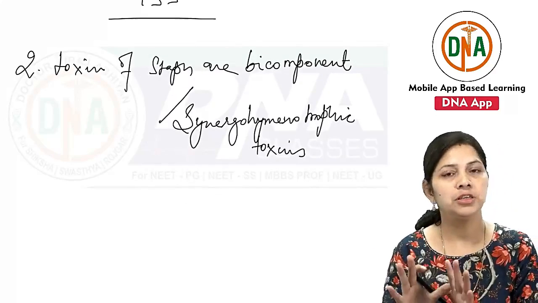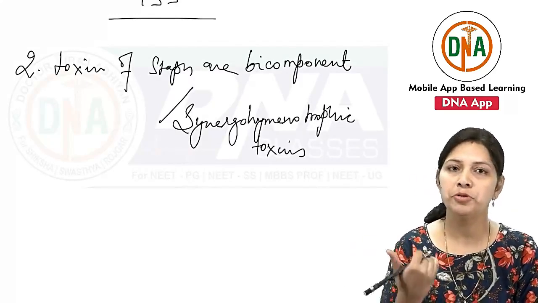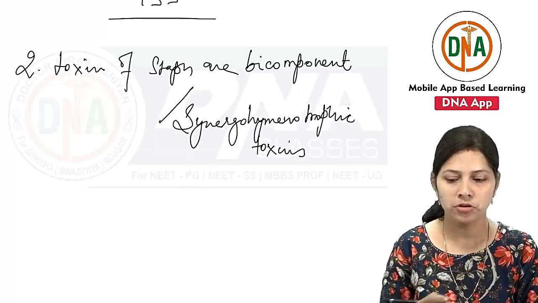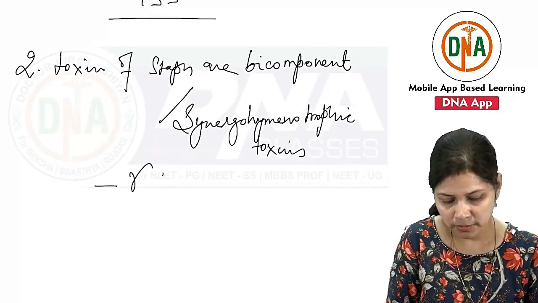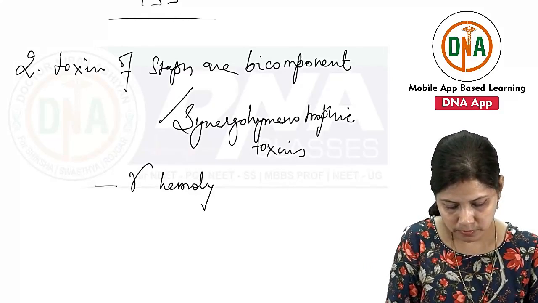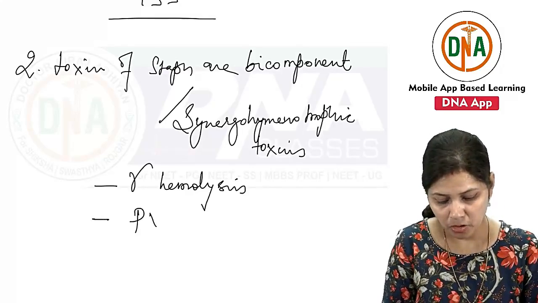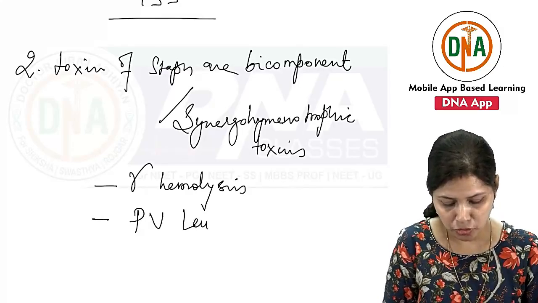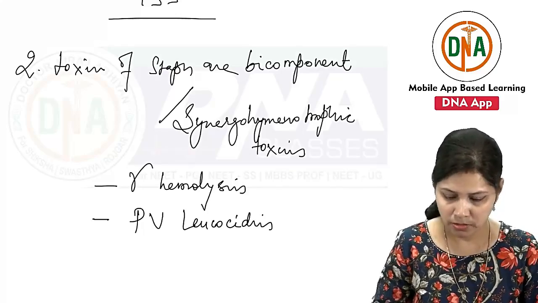So because we have finished now the toxin part, what are these two toxins which are synergohymenotropic for Staphylococcus aureus? This we have seen: first is the gamma hemolysin, and the next one is the PVL or Panton-Valentine leukocidin.